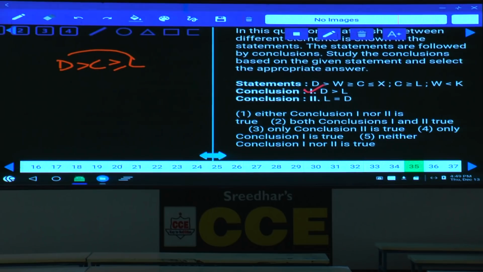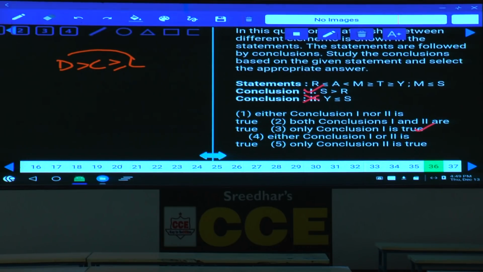D greater than L is 2, D equals to L is false. Hence only conclusion 1 is true. Only conclusion 1, that is choice 4. Question number 35, choice 4 is the answer.